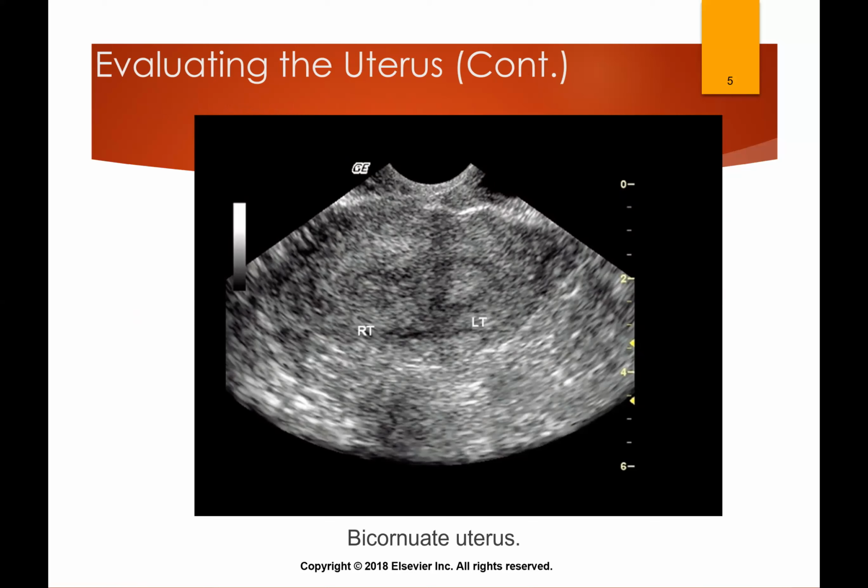This is an image of a bicornuate uterus. Now, if you guys can remember back to when we talked about these congenital anomalies, with a bicornuate uterus, usually these patients don't have trouble getting pregnant. Most of the time the patients do great, but there could be a chance of preterm labor later on in the pregnancy, but I don't think they really do struggle getting pregnant.